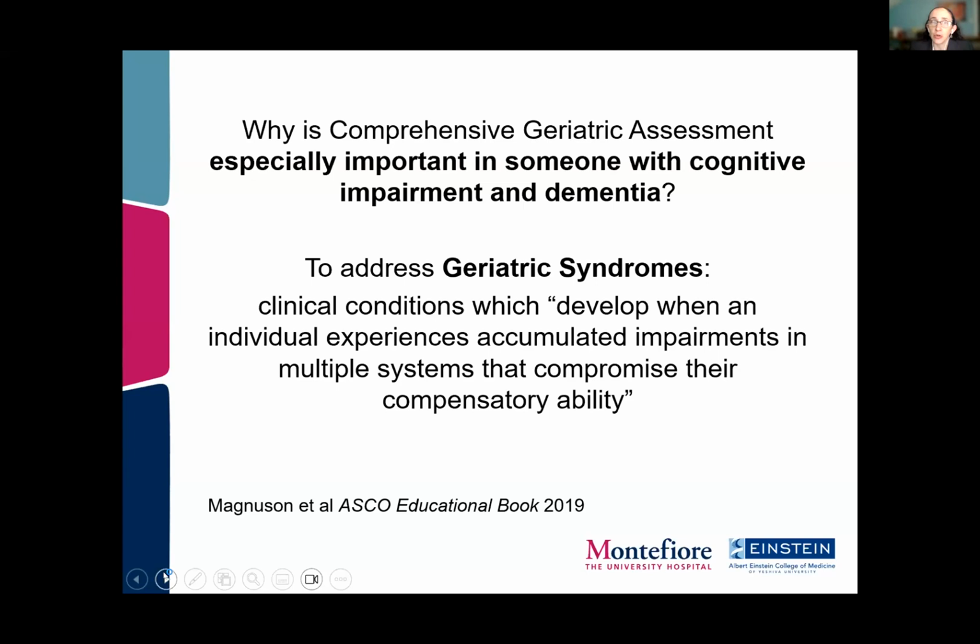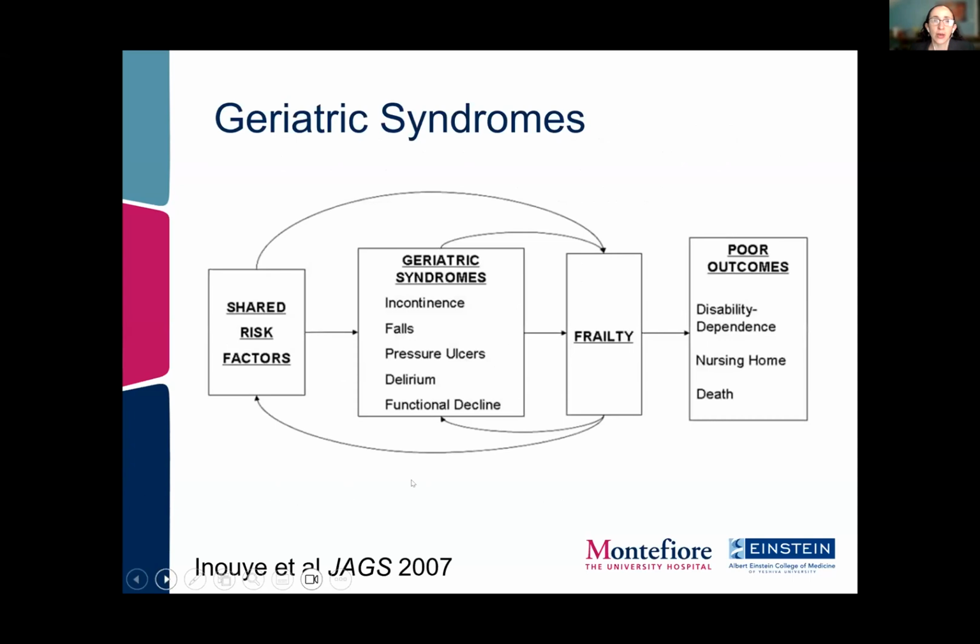geriatric oncology community, where we're really thinking about identifying patients who will or won't benefit from oncologic treatments. And we need to really understand who the patient is before we can make those treatment decisions. And you can see the source I've quoted there, the ASCO, American Society of Clinical Oncology educational book. So it's great that oncologists are thinking about this. So what is a geriatric syndrome?